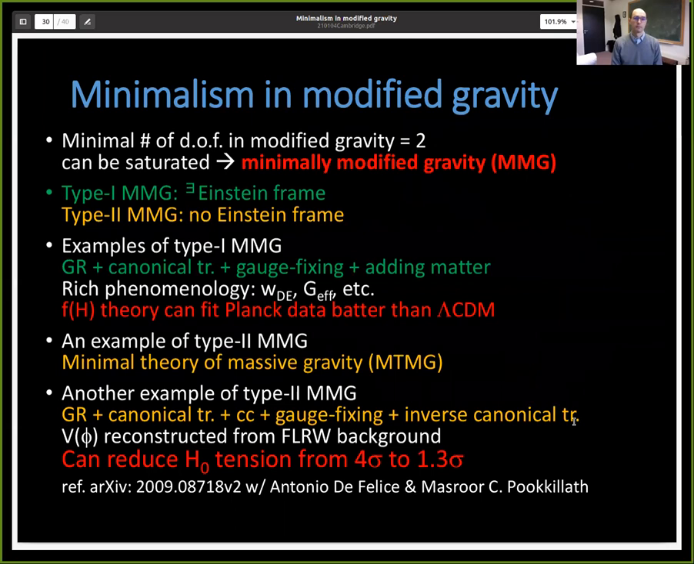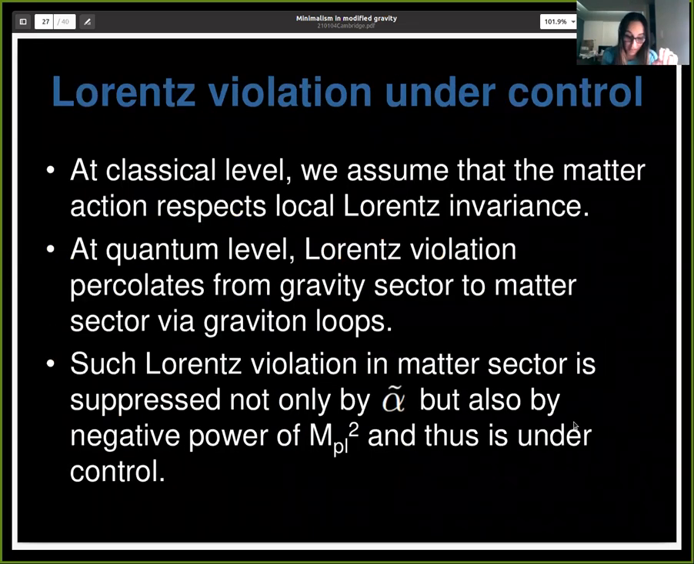Hello? Yes. Can you hear me? Okay. So towards the end of the first talk, you mentioned that Lorentz violation percolates to the matter sector via graviton loops. The way I understood that is that quantum corrections somehow break Lorentz invariance, and that is some kind of quantum anomaly. Or can you explain, or have I understood completely wrong?